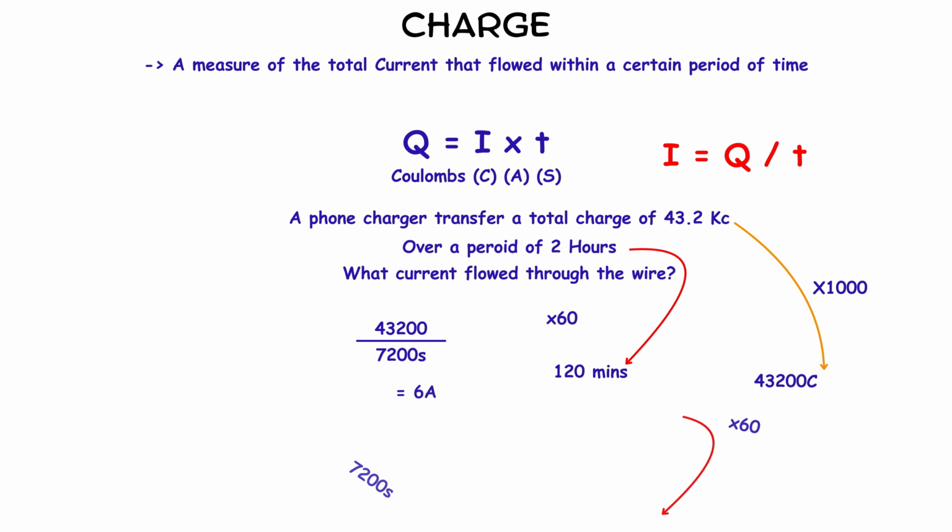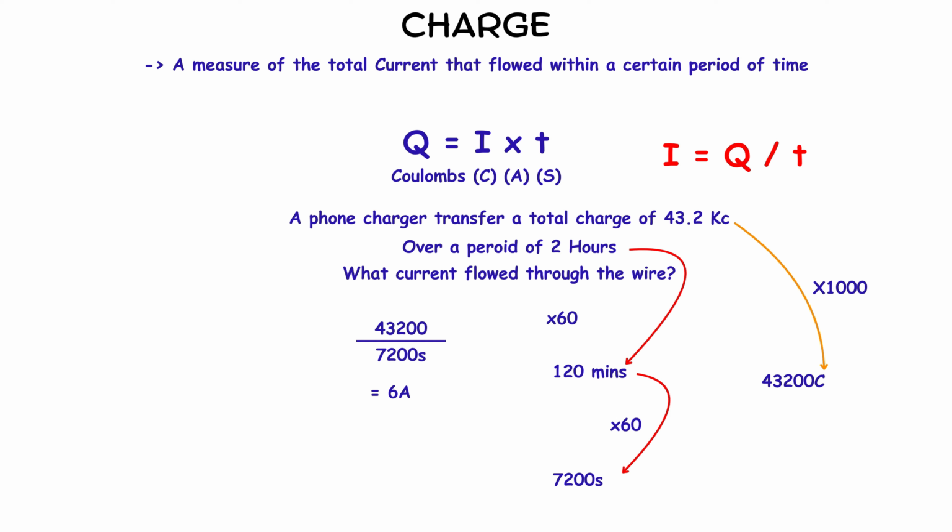Or for another question, a phone charger transfers a total charge of 43.2 kilocoulombs over a period of 2 hours. What current flowed through the wire? First, we need to look at our equation, and because we're trying to find current, we're going to have to rearrange it into the right form by dividing both sides by time. This gives us I equals Q over T.